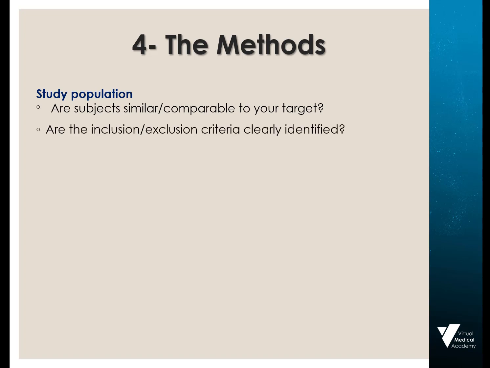Are the inclusion and exclusion criteria clearly identified? We have to be very clear. I mean, the methodology part should be very clear about the inclusion and the exclusion criteria. By this we mean who was included and why, which kind of characteristics were used to decide whether to include someone in this study or not.